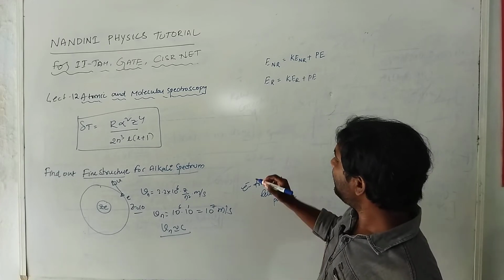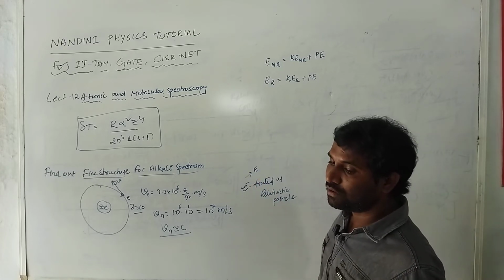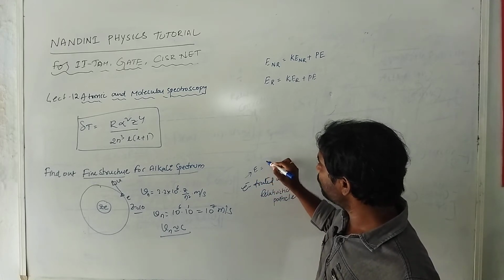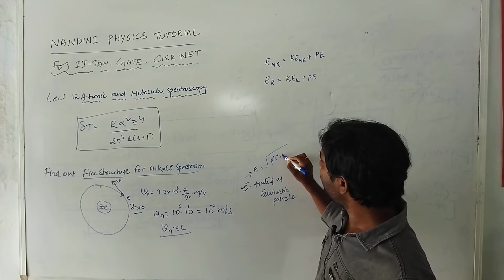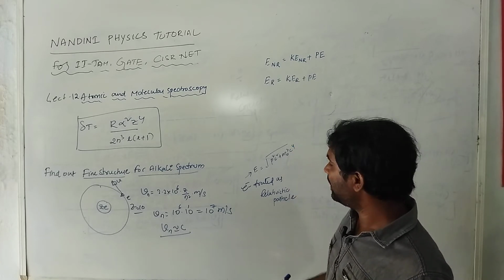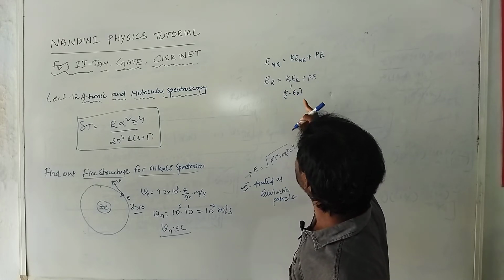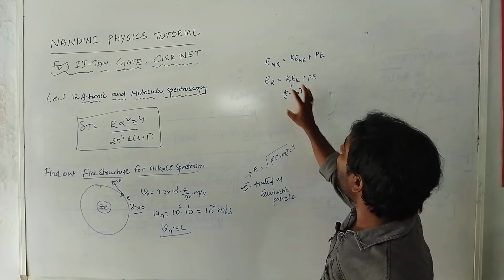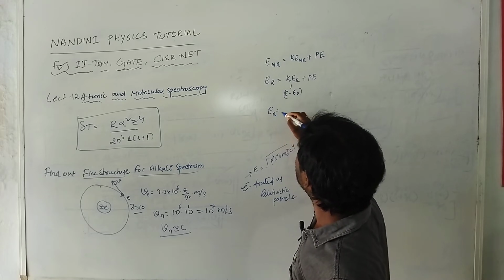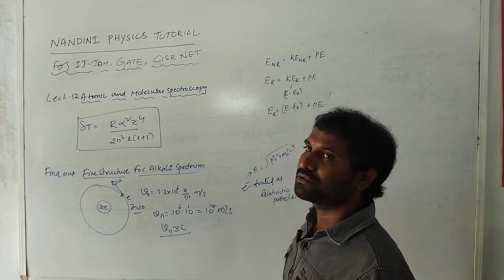Now, if the electron is treated as relativistic, what is its kinetic energy? The total energy of the electron in relativistic theory is root over p square c square plus m naught square c power 4. This energy can be split into capital E minus E naught, where E naught is called the rest mass energy. We are subtracting the rest mass energy in the relativistic case. So the relativistic energy is equal to total energy minus rest mass energy plus potential energy. This is the theory.